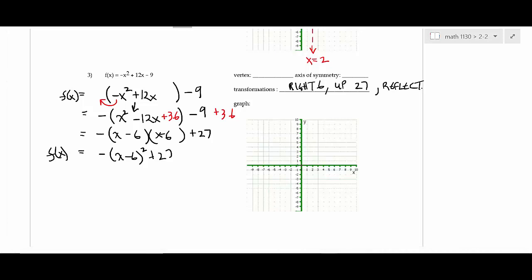So what's the vertex? 6, 27. Axis of symmetry is going to be x equals 6, because the axis of symmetry always goes through the x value of the vertex. I'm not going to do all the details of the graphing on this. I'm just going to say this: you would go over 6, up 27, and then we'll just say it does something like that. So that's the idea.